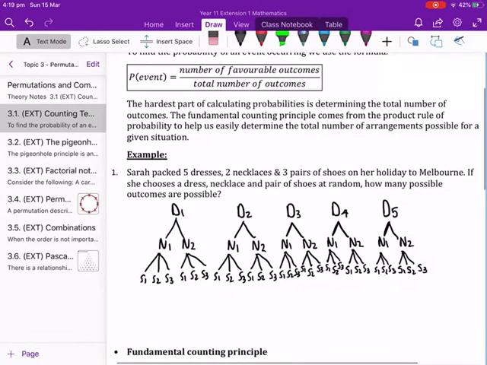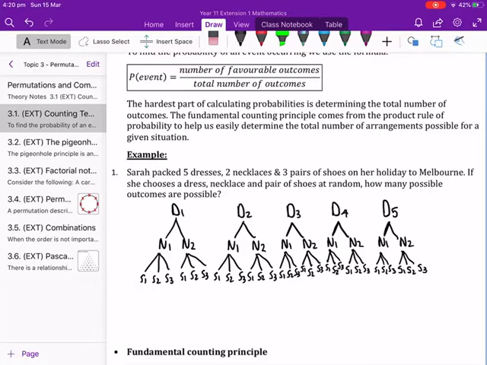For example, Sarah picked 5 dresses, 2 necklaces, and 3 pairs of shoes on her holiday to Melbourne. If she chooses a dress, necklace, and pair of shoes at random, how many outcomes are possible? If you were doing this back in Year 10 probability, you would most likely have drawn a tree diagram in order to work it out. So when we draw our tree diagram, we have our 5 dresses along the top, our 2 necklaces underneath each dress, and then our 3 pairs of shoes underneath each necklace.